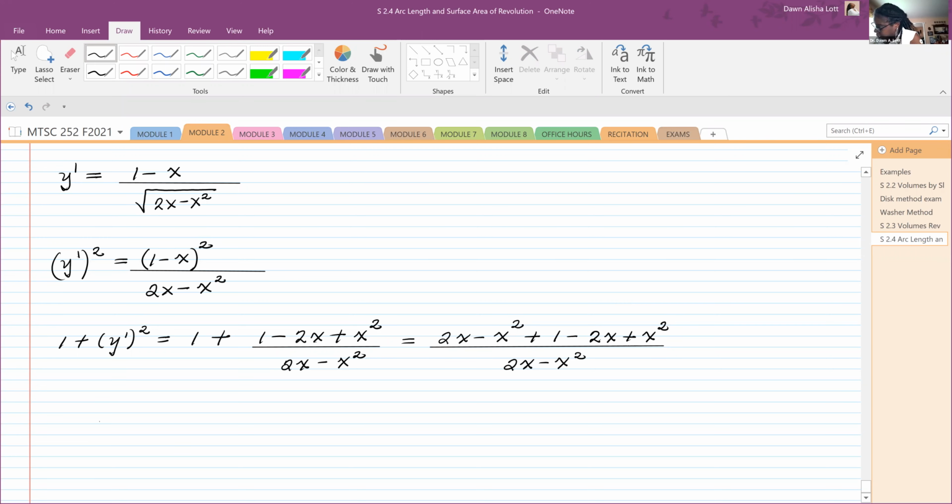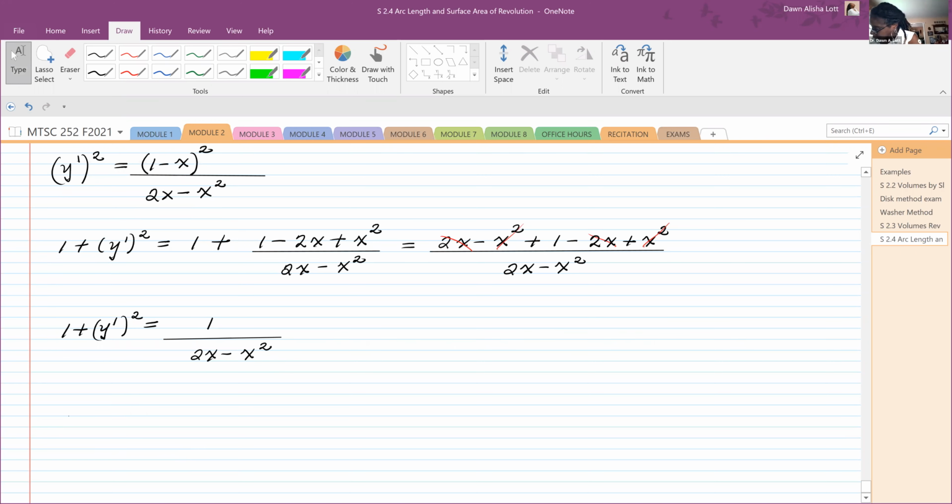So 1 plus y prime squared: this 2x and that 2x are gone, and this x squared and that x squared are gone. The only thing I get in the numerator is 1, over 2x minus x squared. Wow, that is gorgeous. Because now the square root of that thing, the square root of 1 plus y prime squared, is just 1 over the square root of 2x minus x squared.